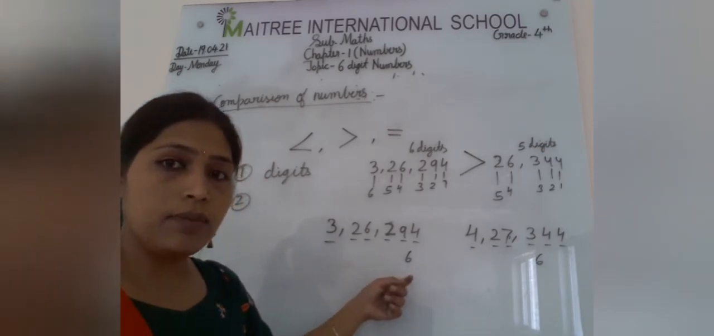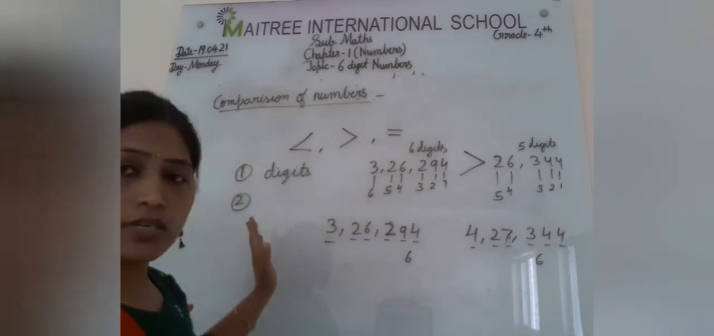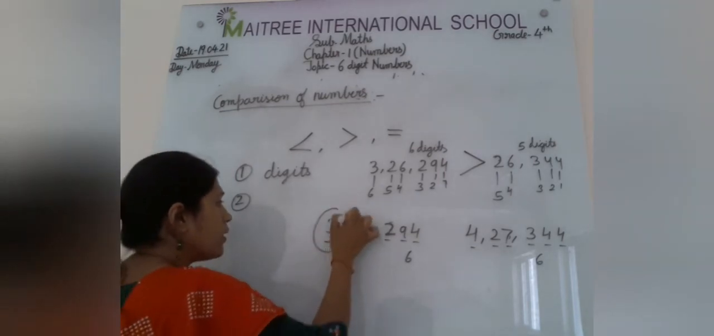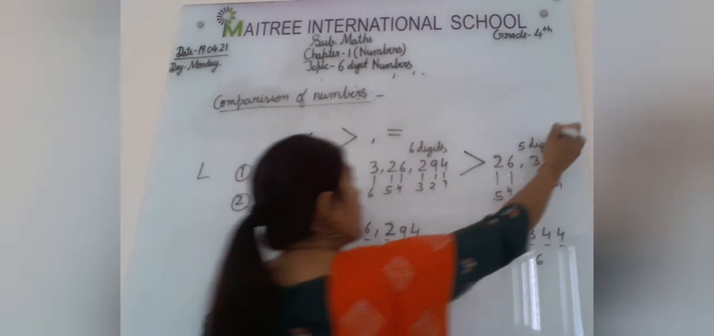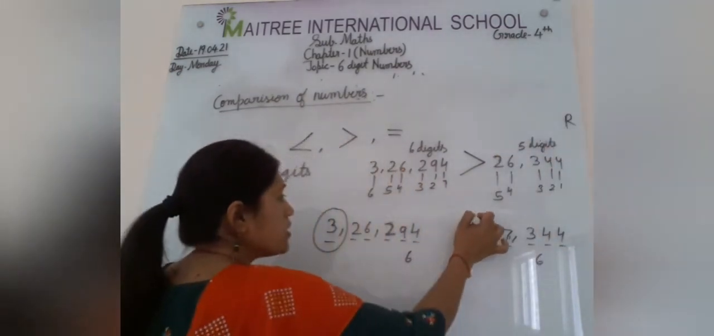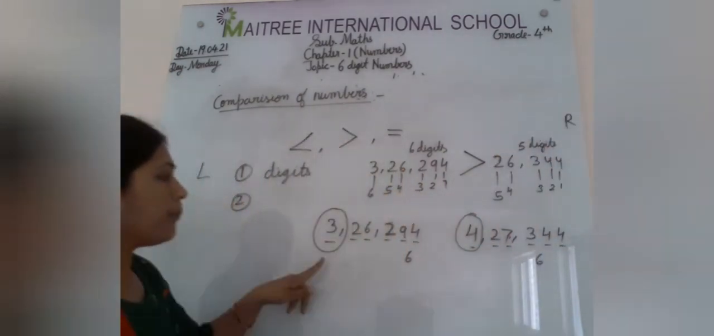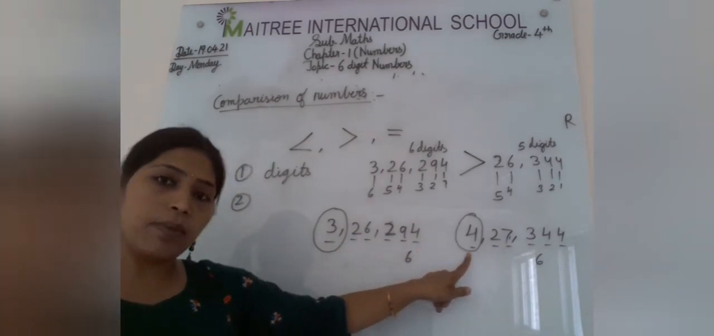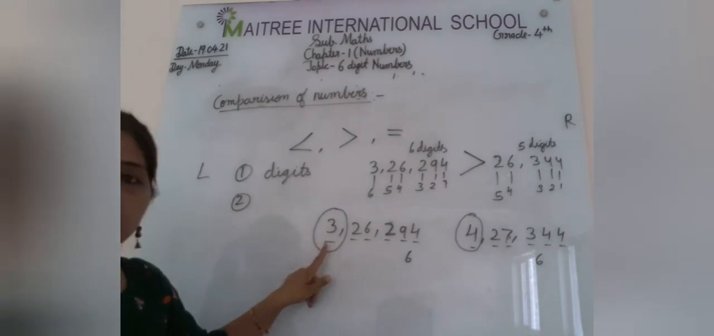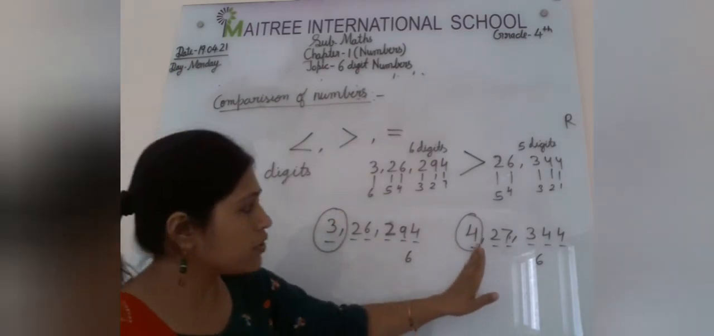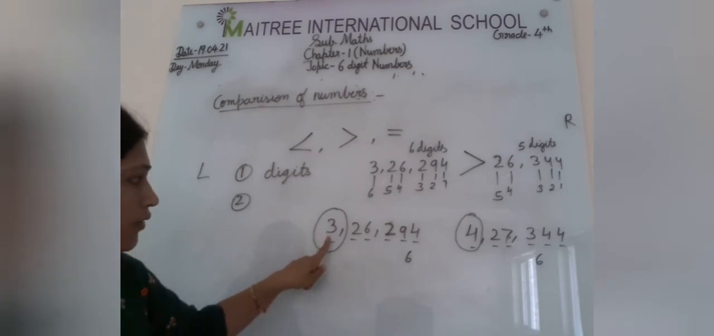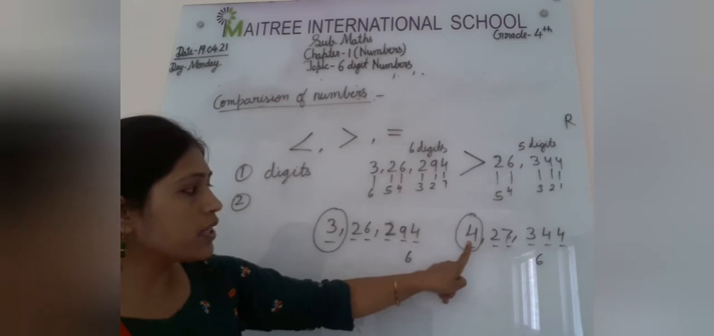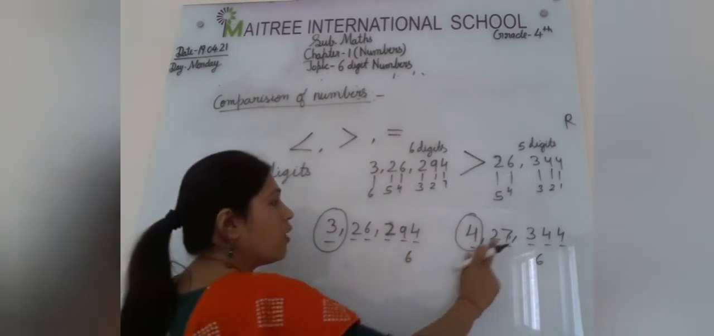If the digits are the same, then we will check the leftmost number. Leftmost, what is the leftmost here? This number. This is the left side and this is the right side. So this is the leftmost number. Now we will compare the leftmost number. The number which is bigger, that is the bigger number. The number which is smaller, that is the smaller number. So here if I am checking 4 lakh and 3 lakh, here we have 3, here we have 4. Leftmost. Okay. So which is the greater number here? This one.